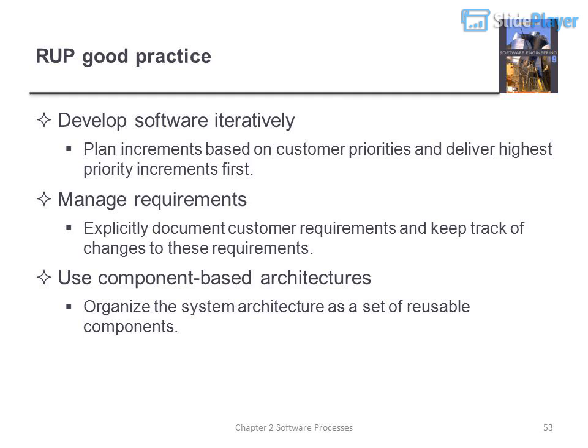RUP Good Practice. Develop software iteratively. Plan increments based on customer priorities and deliver highest priority increments first. Manage requirements. Explicitly document customer requirements and keep track of changes to these requirements. Use component-based architectures. Organize the system architecture as a set of reusable components.